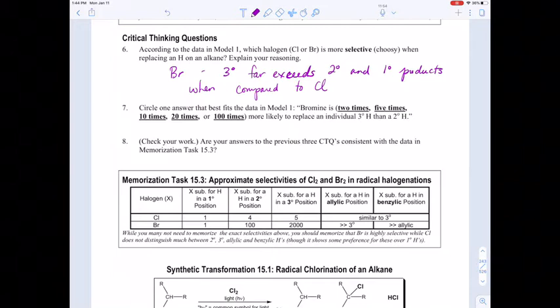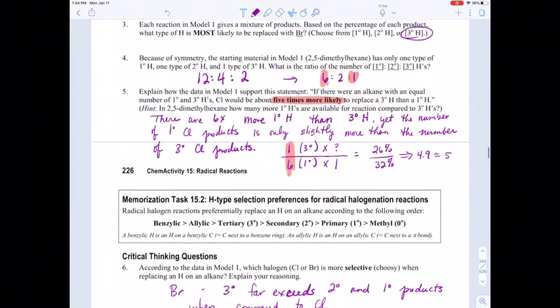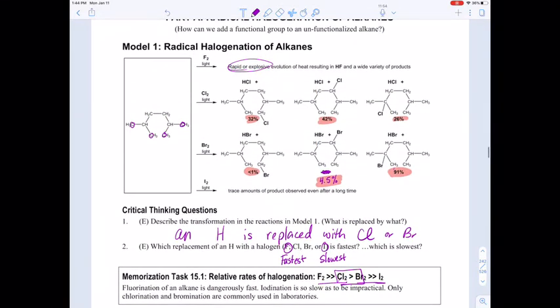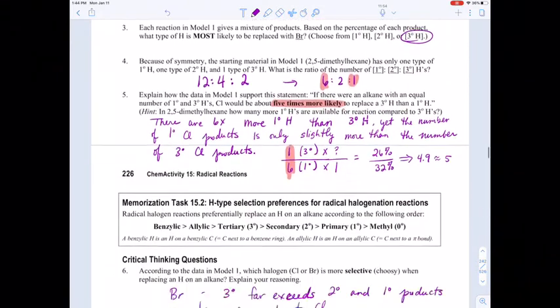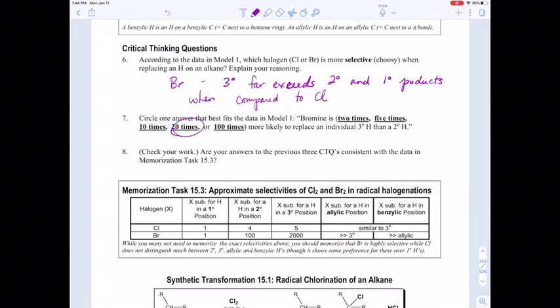Circle one answer that best fits the data in Model 1. Bromine is 2 times, 5 times, 10 times, 20 times, 100 times more likely to replace an individual tertiary hydrogen than a secondary. So, in other words, what's the difference between 4.5 and 91? And hopefully you're seeing that it is a 20-fold difference.